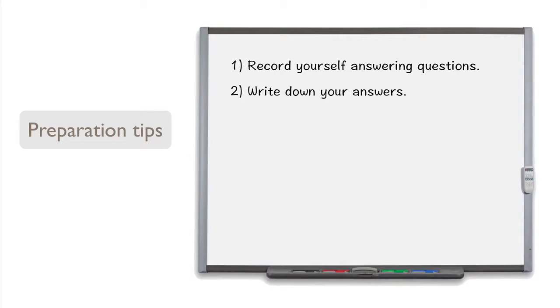Write down your answers. While you listen to your recorded answers, you can write them down word for word. This way, you will notice more of your mistakes, and if you have followed the advice in this course.